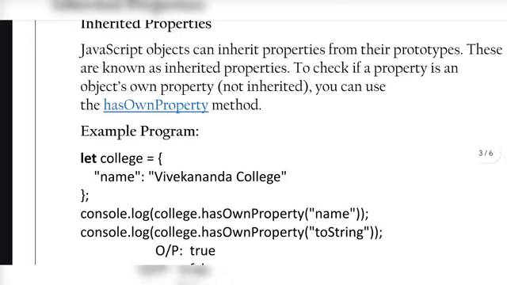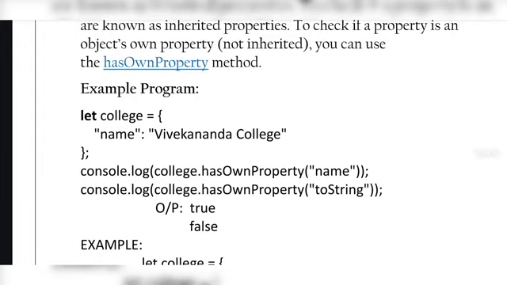For example, let college is equal to name Vivekananda College. Console log college dot hasOwnProperty of name, and also console log college dot hasOwnProperty of toString. The output for name is true and for toString is false.